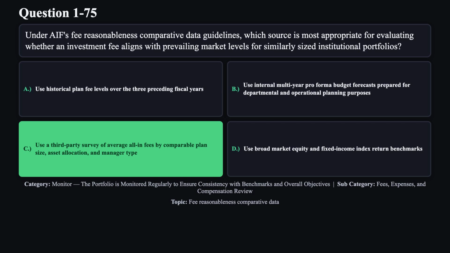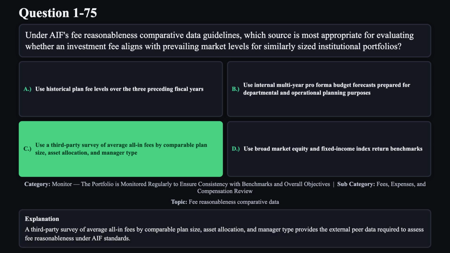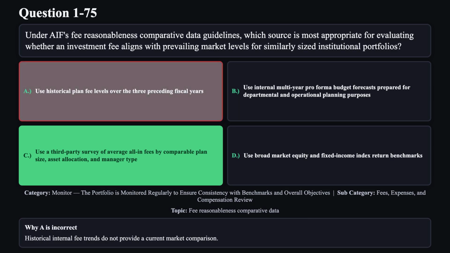The correct answer is C. A third-party survey of average all-in fees by comparable plan size, asset allocation, and manager type provides the external peer data required to assess fee reasonableness under AIF standards. Reason A is not correct. Historical internal fee trends do not provide a current market comparison.